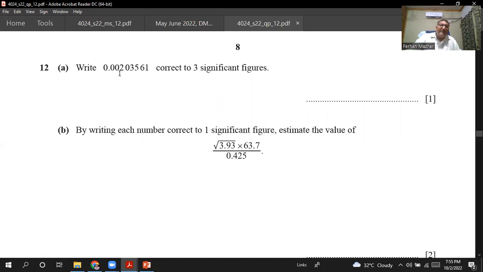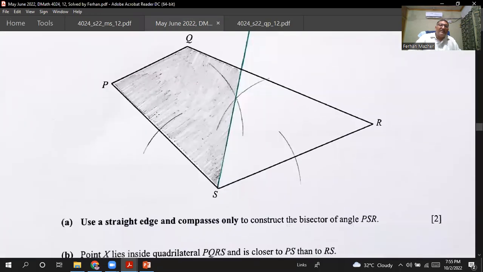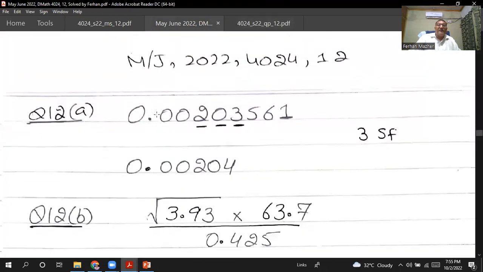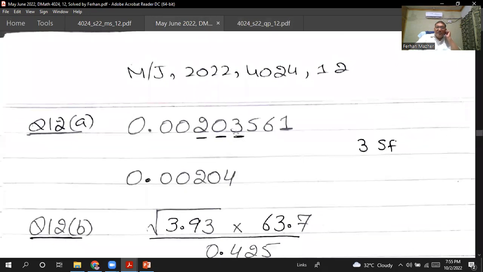Okay, three significant figures will be 2, 0, and 3. So we want the answer to be in three significant figures. So I want these to be in the answer. The remaining will be rounded off. Because after the 3 I have 5, when you drop it, this 3 will become 4. So your answer will be 0.00204.